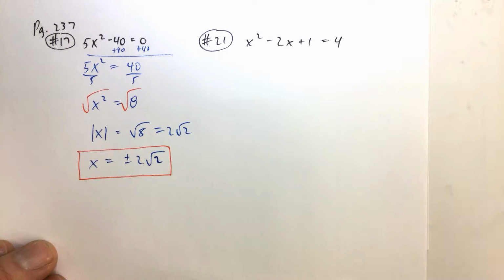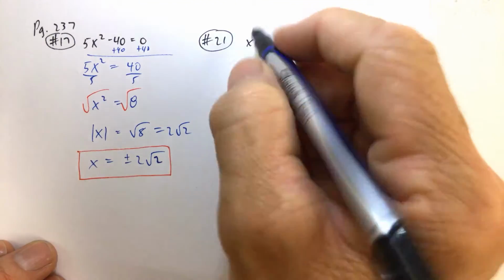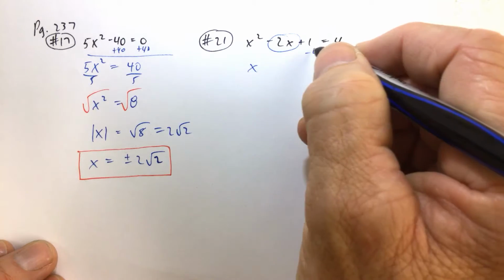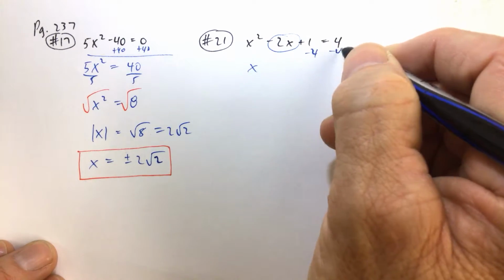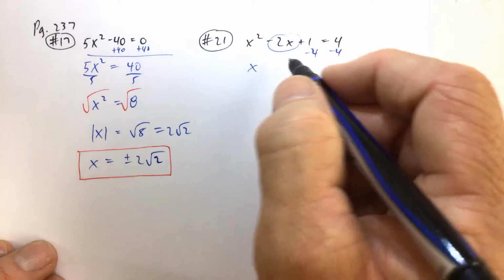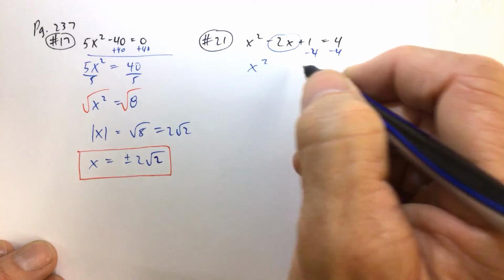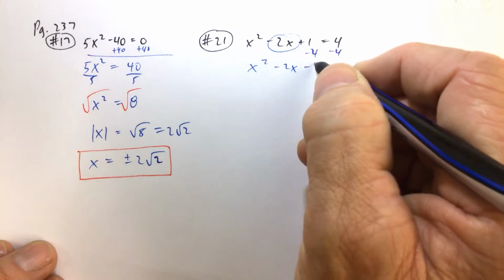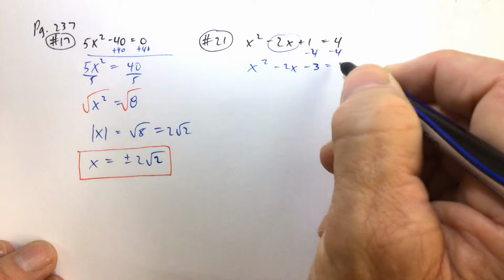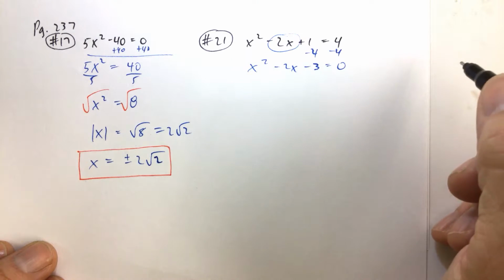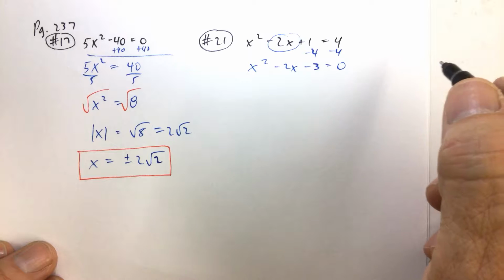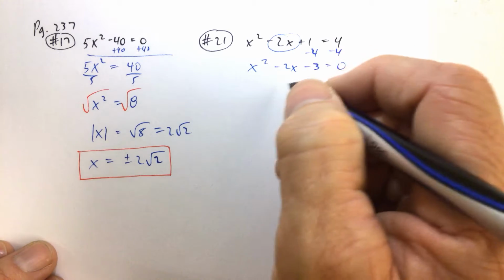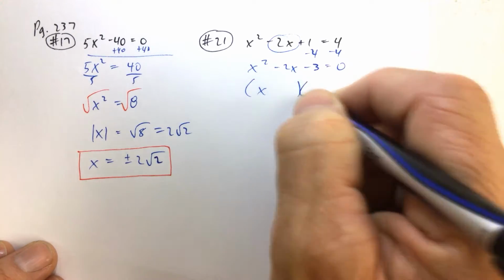For number 21, we would gather the terms to one side. See, this linear term here prevents us from just separating the x squared from everything else. So when we gather all the terms to one side, 1 minus 4 is negative 3. And for number 21, it says solve the equation. Well, the first thing we want to try to do is actually factor, and I notice that this factors.